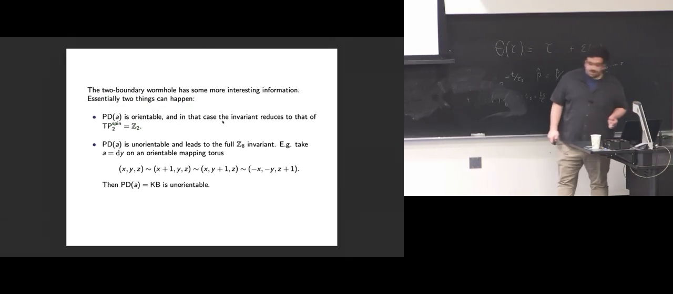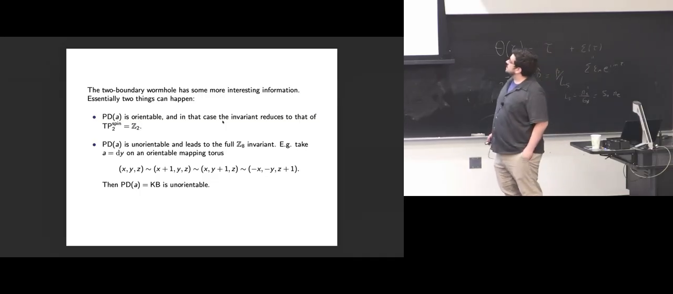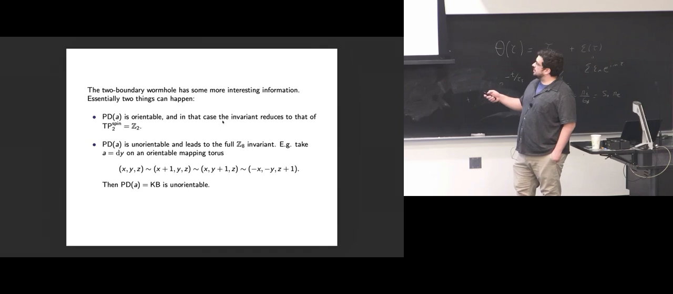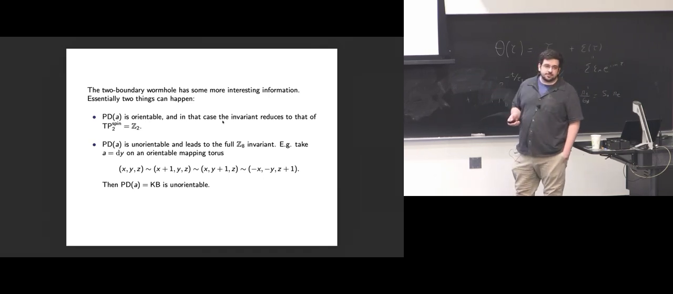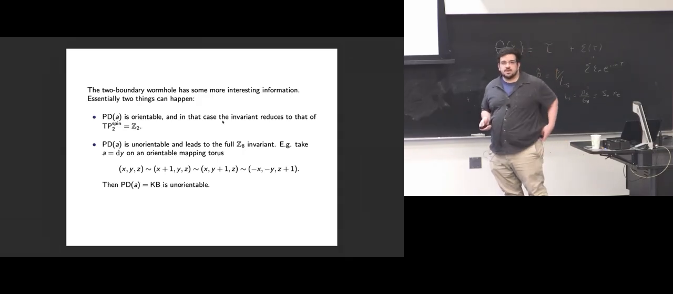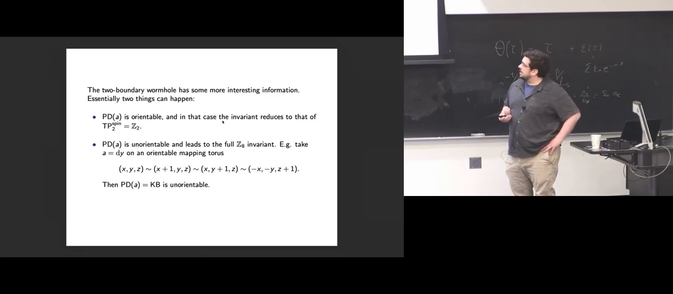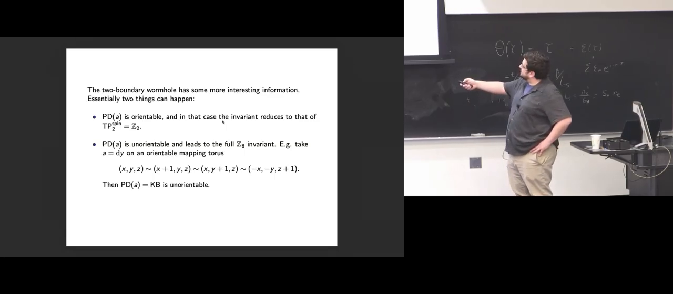Now, on the two-boundary wormhole, it's a little bit more interesting. Essentially, two things can happen. This domain wall associated to the C2 connection can be orientable. In that case, the invariant reduces to the mod 2 index of spin surfaces. Or this two-dimensional domain wall could be unorientable. An example is here. So if you do this case where you have the torus wormhole twisted by the CPT, if I have a C2 connection along the y direction, this domain wall would be at y equals 0.